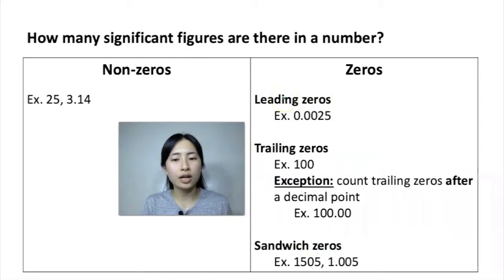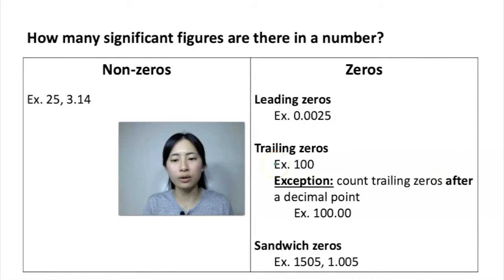There's three types of zeros that you always need to consider. So you have the leading zeros, which are the zeros that are before a number, the trailing zeros, which are after a number, and the sandwich zeros, which are zeros that are in between two numbers. For leading zeros, they're always non-significant. So in 0.0025, there's two sig figs.